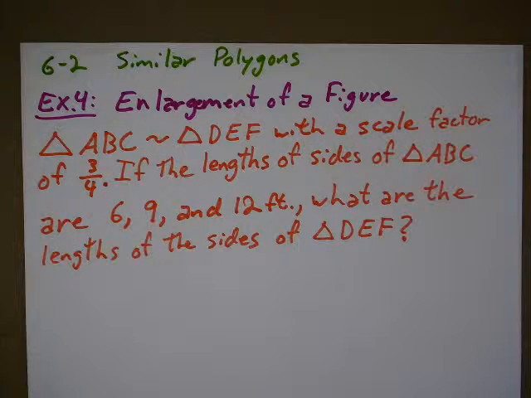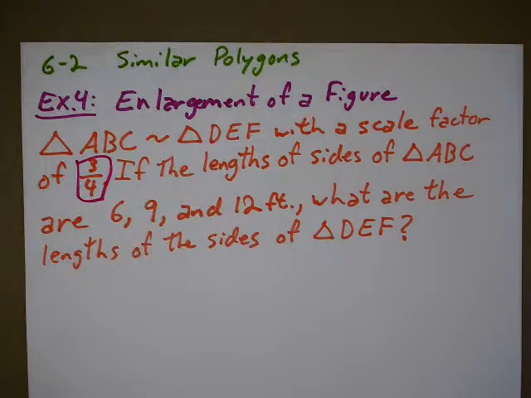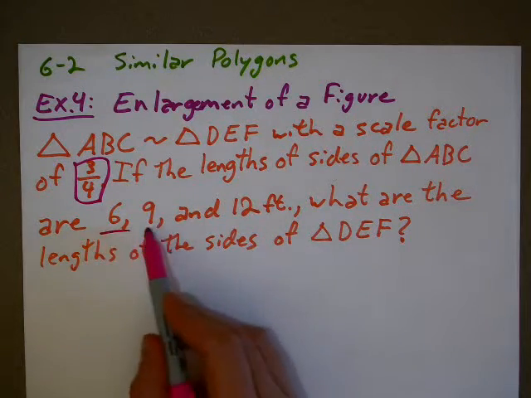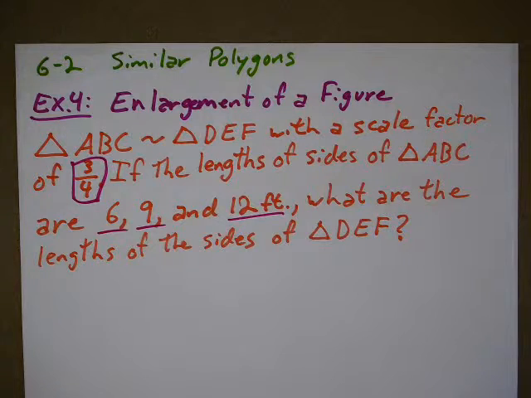So triangle ABC is similar to triangle DEF, and it has a scale factor of 3/4. That's going to become important. The lengths of the sides of triangle ABC, they tell us, are 6, 9, and 12 feet long. And they want to know what the lengths of the sides of DEF are. So we're going from ABC to DEF.